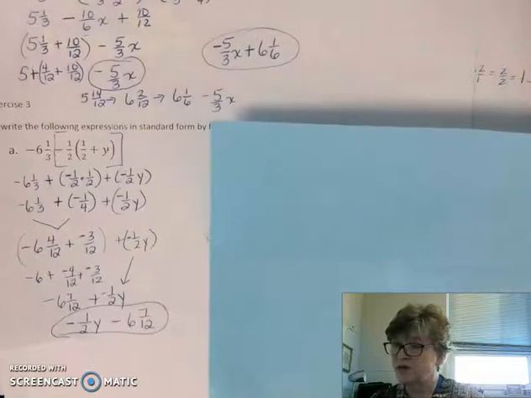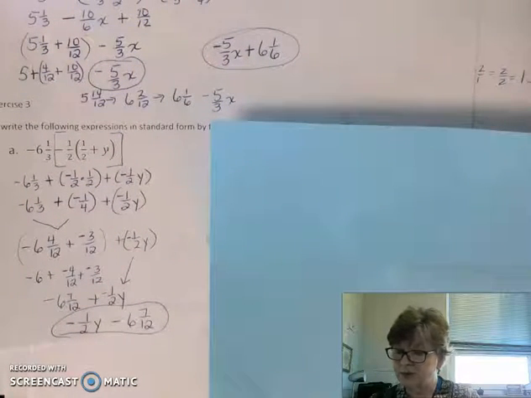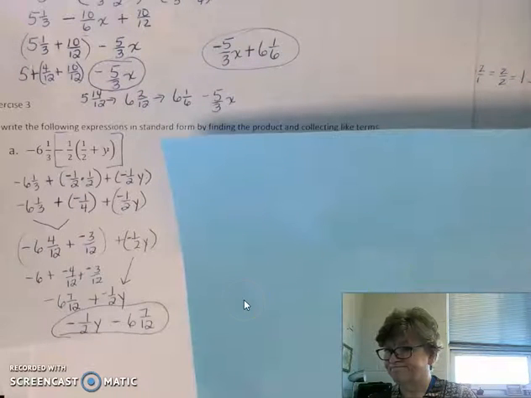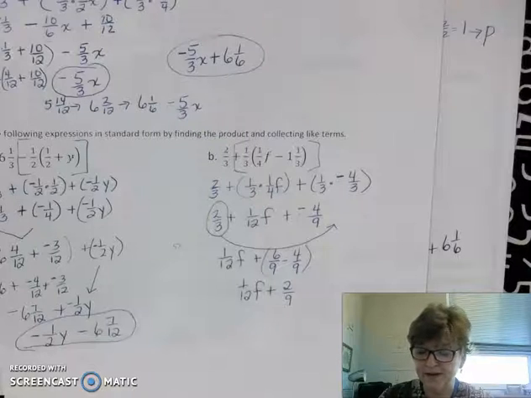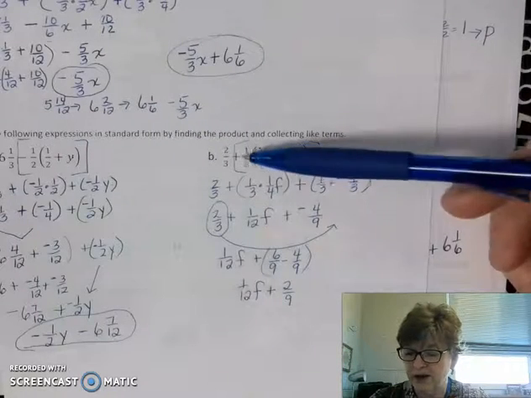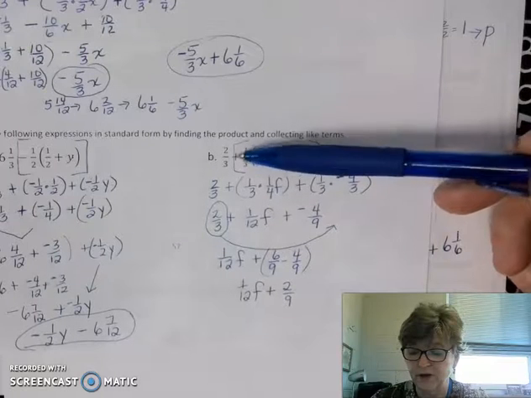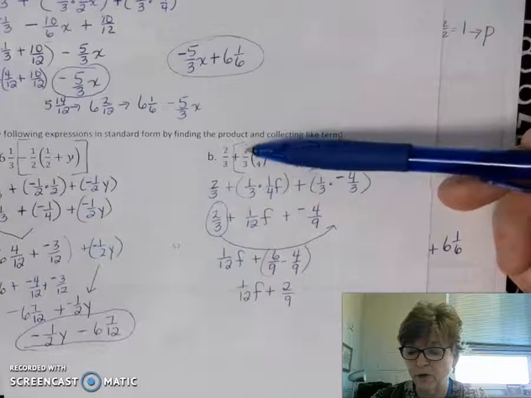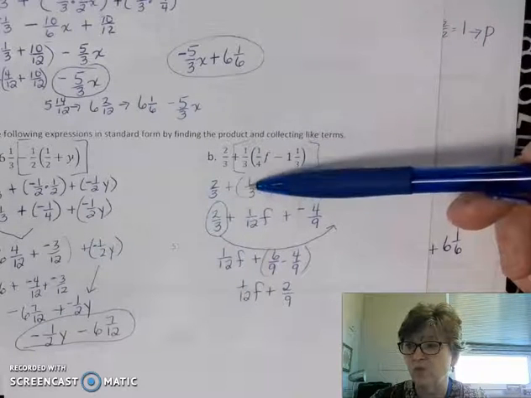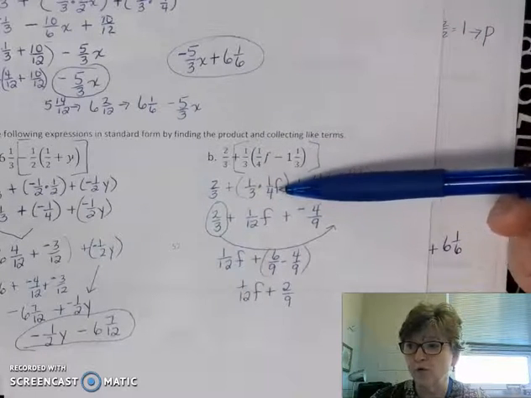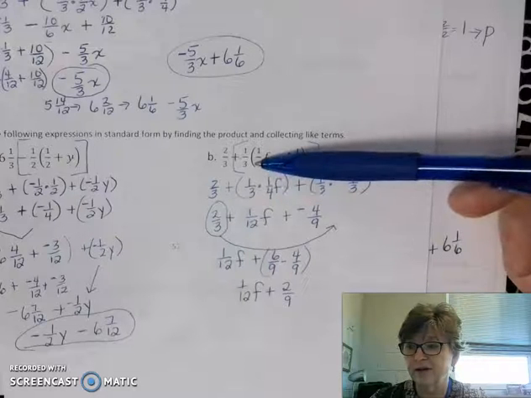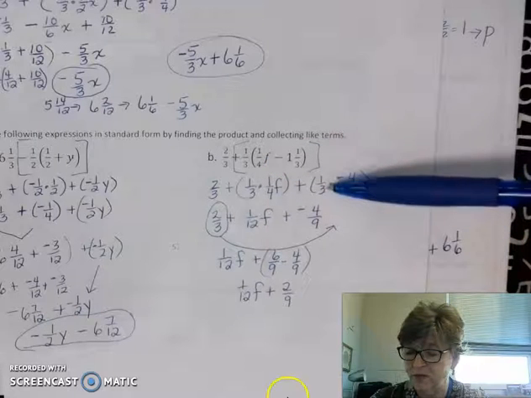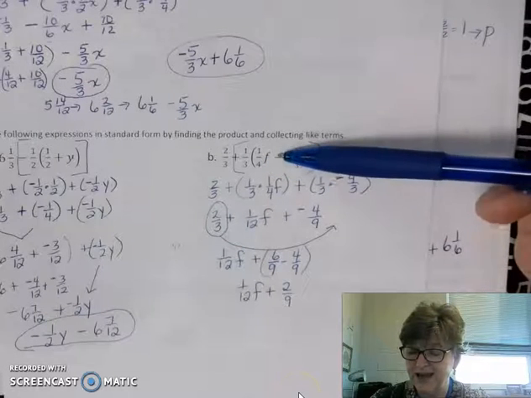Okay, I'd like you to pause your video, and I would like you to complete B and come back when you're done. Okay, and we're back. So starting here, again, we already have the positive here, so we're just going to use that distributive property and combine with multiplication, find the product of 1/3 times 1/4 f. Again, we're trying to eliminate that parentheses, and then we have the positive 1/3 times a negative.